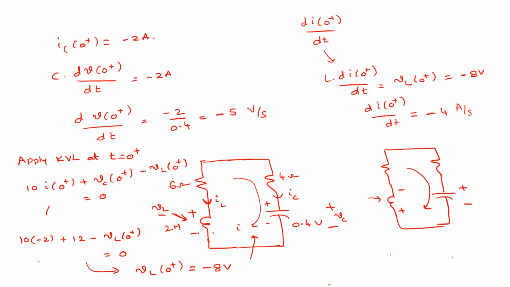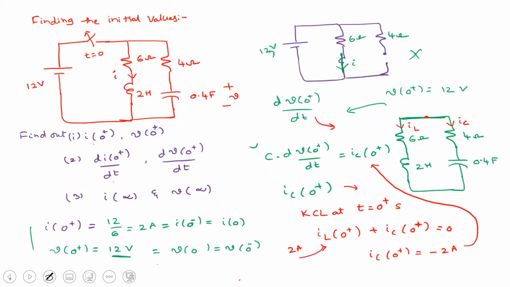If you have not understood 100%, anyway we'll solve two or three more problems so that you can understand. You might be confused about when to use KVL or when to use KCL. So here I used KVL, and in the other one I used KCL. Why did I use KCL? Because I want to calculate the capacitor current.